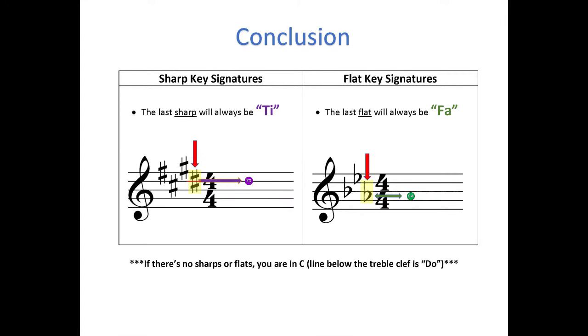Just follow these steps. Always look at the last sharp or flat. If it's a sharp key, the last sharp is always ti. And if it's a flat key, the last flat is always fa. Alternate lines and spaces to find do and any other solfege that you might need.